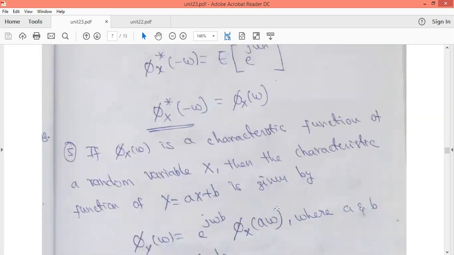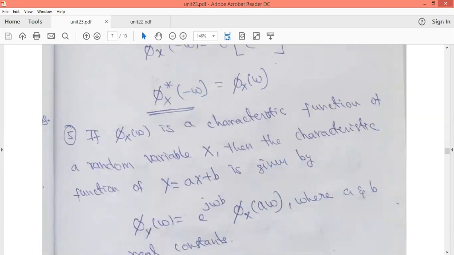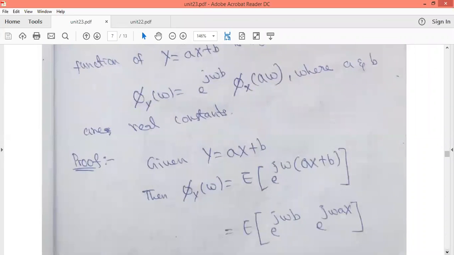Then we see the fifth property here. If phi x of omega is the characteristic function of a random variable x, then the characteristic function of y equal to ax plus b is given by phi y of omega is equal to what? E power j omega b times phi x of a omega, where a and b are real constants. So here what is y? Y is given as ax plus b.